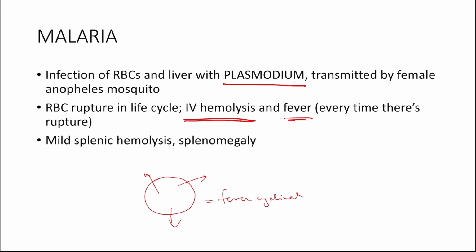And although it is mostly intravascular, it can also be slightly extravascular with a mild splenic hemolysis, which can result in increase in the size of the macrophages in the spleen, leading to a splenomegaly. And that is the end of the chapter of when we talk about normocytic anemia, with emphasis on predominant intravascular and extravascular hemolysis. I hope this made sense, and good luck with your exam.